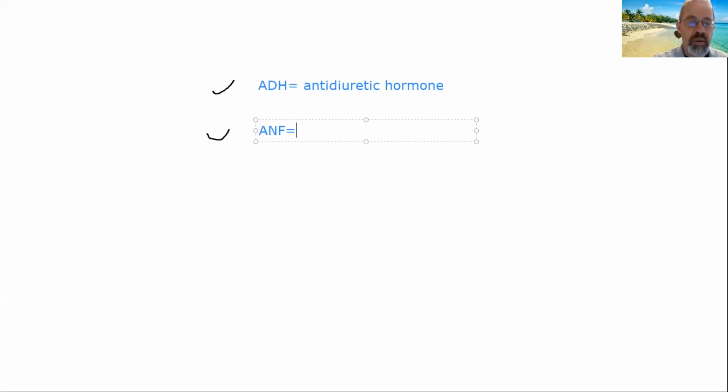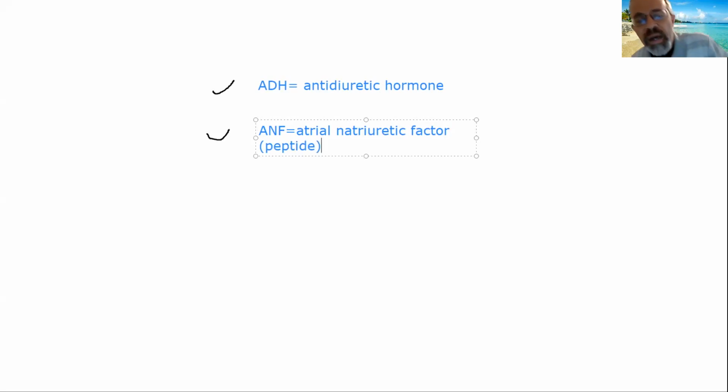ANF equals atrial natriuretic factor, but I'm going to also put, it's more commonly known as atrial natriuretic peptide. It was called that because they didn't know what the molecule was. And there's other atrial factors as well. But their response is to respond to high blood pressure.